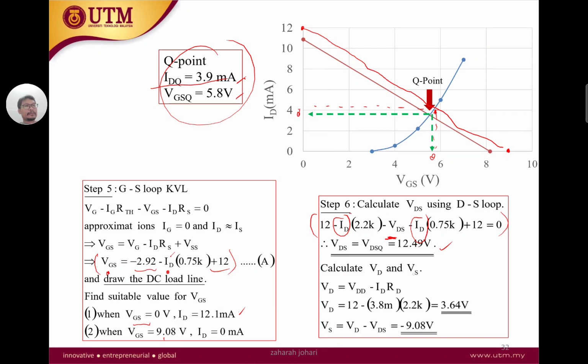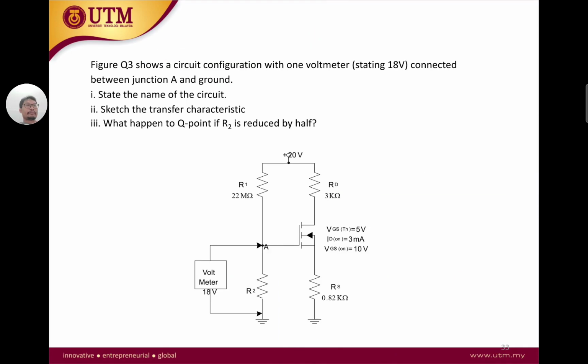So what we're doing here is VDD minus IDRD. ID we calculated from here. RD is given. VDD is given, so we can calculate it: 3.64 volts. And for VS, VD we obtain here, and VDS we obtain from here. So this minus this, we should get 9.08 volts. Okay, so I think that's all for this part of the video. We will discuss the next example in the next video.